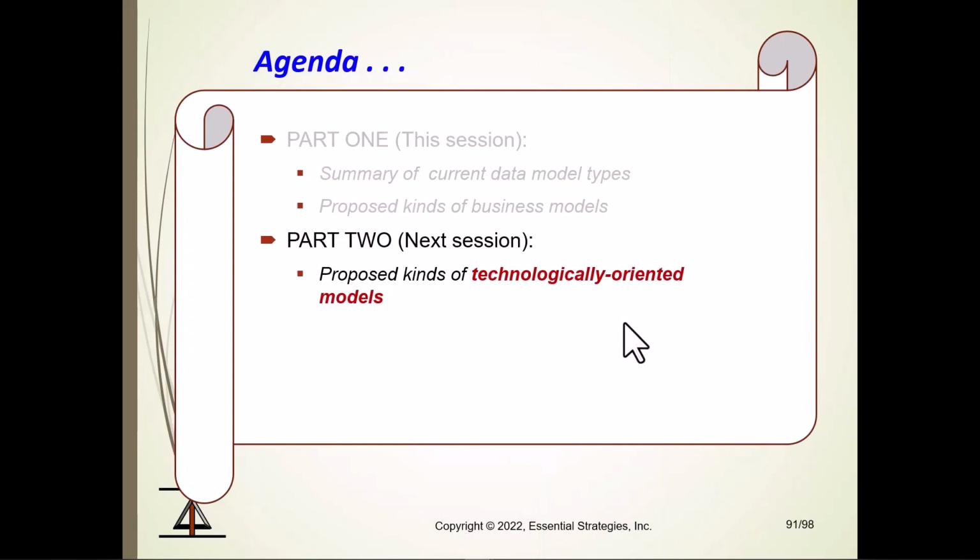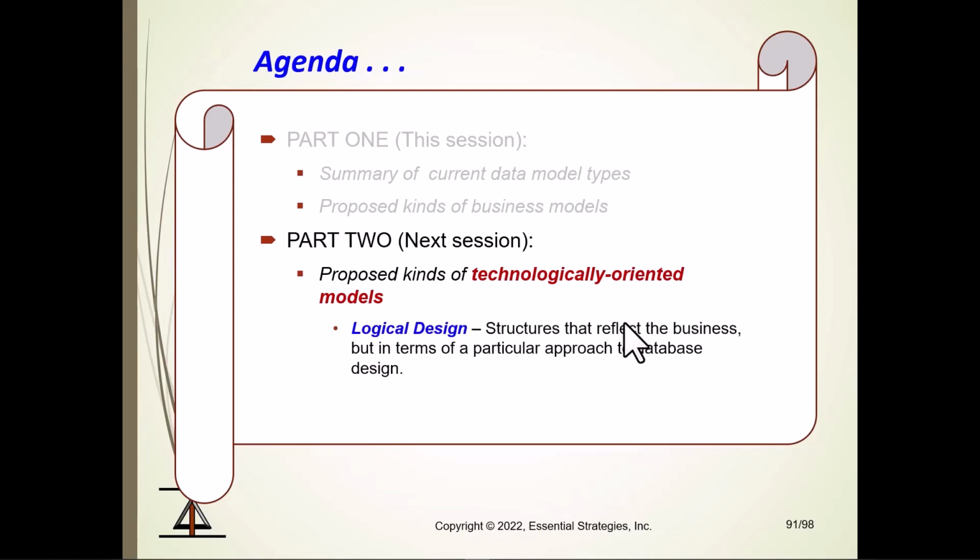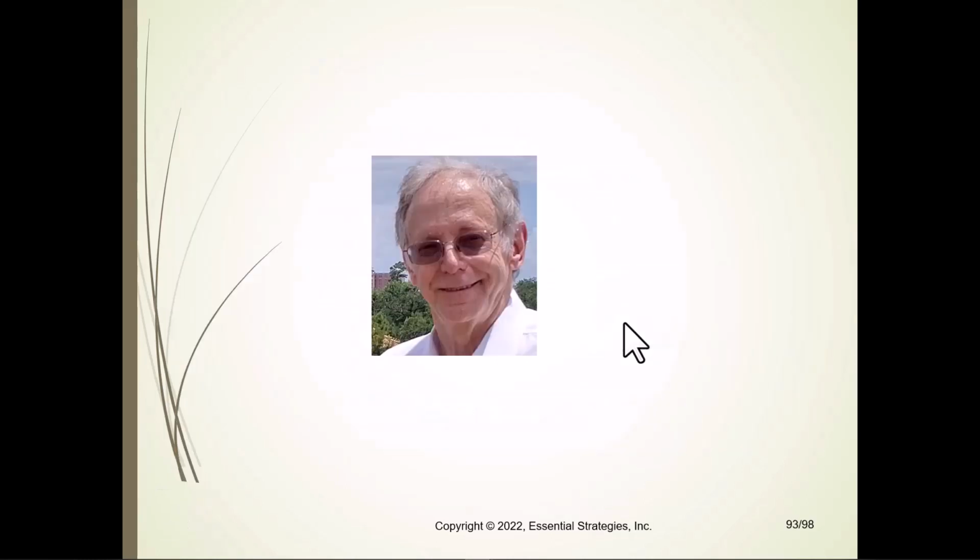Part 2, the next session, will be proposed kinds of technology-oriented models. Logical design, which we talked about earlier in this one, are structures that reflect the business, but in terms of a particular approach to database design. And then the physical design is vendor-specific configurations that account for physical constraints.